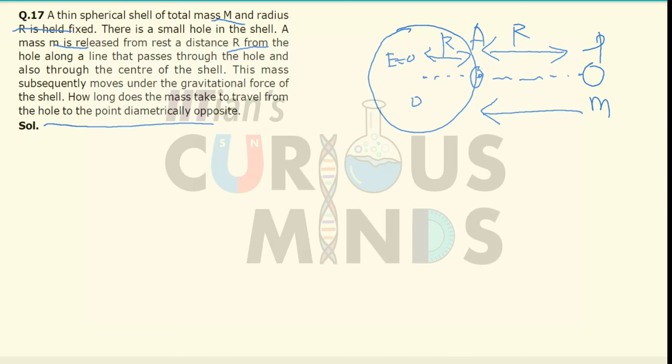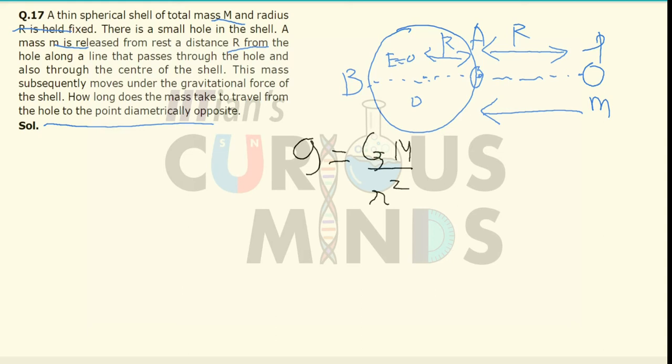After that point it will not accelerate, beyond point A to point B. Let AB be the diameter of the shell. Let us find out the acceleration of the body and the velocity of the body by the time it reaches point A. First of all, the acceleration due to gravity for a shell is given as GM divided by r square, where r is the distance from its center.